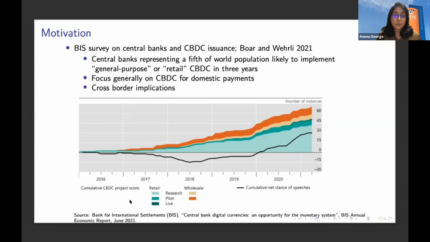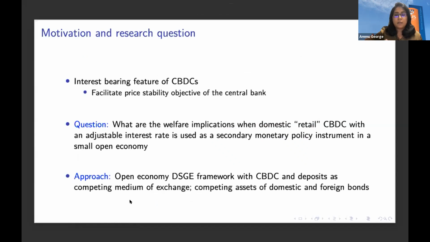So apart from the discussion on the imminent issuance of CBDC in the near future, another interesting point of discussion surrounds the interest-bearing feature of CBDCs. Interest-bearing money by itself is not a new phenomenon, but in the context of cash, it's very costly. But for CBDCs with a lower data storage cost or with a robust ledger technology, it is easily implementable by the central bank to have interest-bearing CBDC. Additionally, another advantage of having interest-bearing CBDCs is that it could act as a secondary monetary policy instrument of the central bank to achieve the price stability mandate.